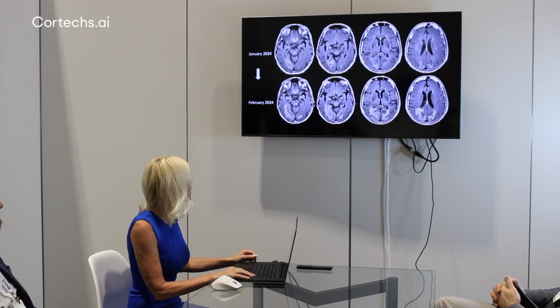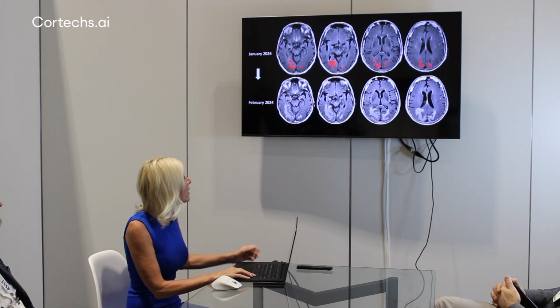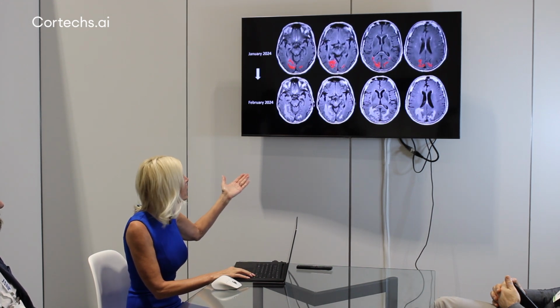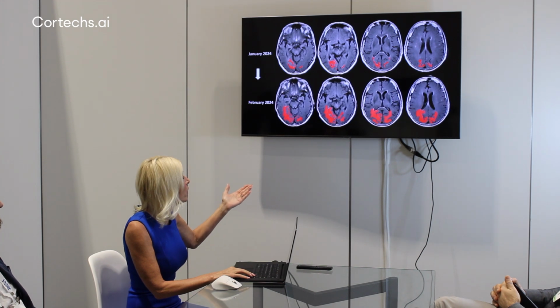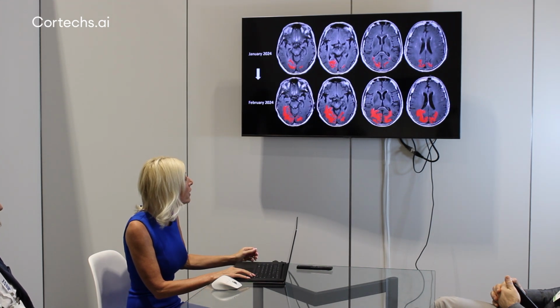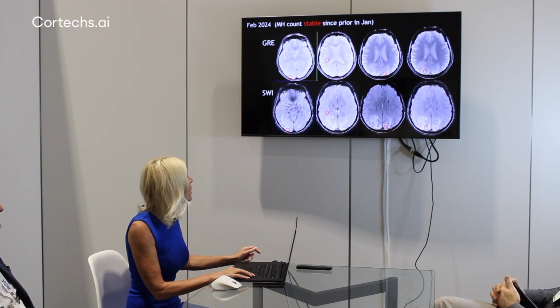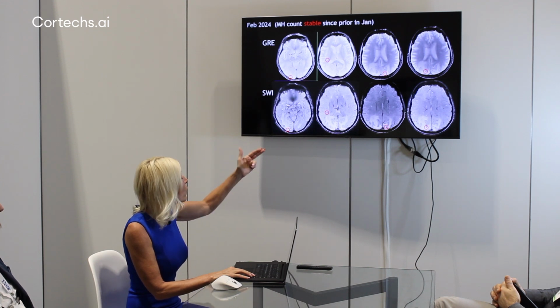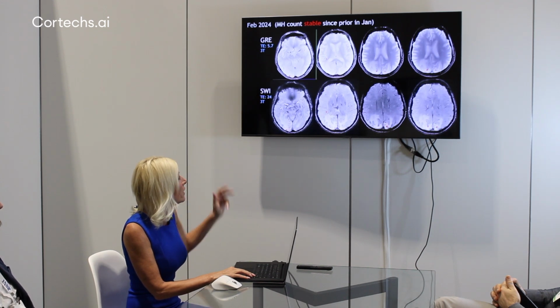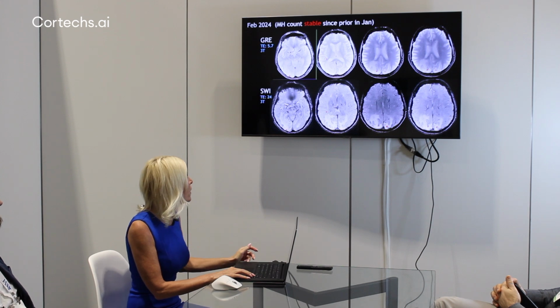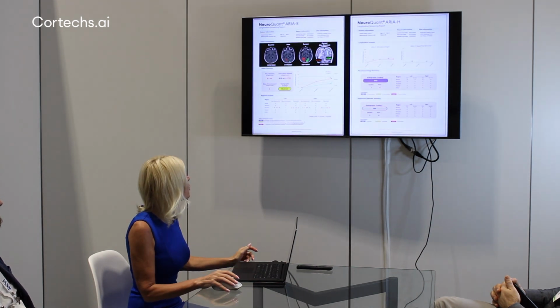So here again is her January study and her February study. And this, we're applying the automated NeuroQuant ARIA product here, and it color segments the area of ARIA, a beautiful, nice depiction. Here, it also will measure the largest size of the lesion for you. Here's the 4 new incident microhemorrhages and automated segmentation here, where the software picked up those microhemorrhages. And then this is what the report looks like.